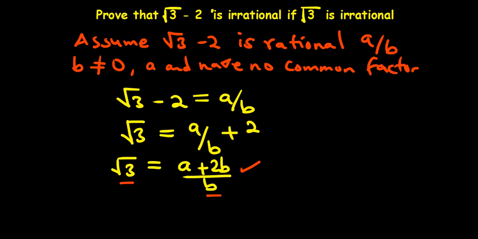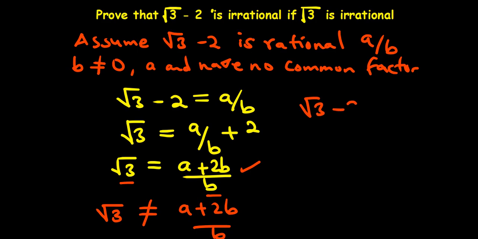So it means that root of 3 cannot be equal to a plus 2b over b. If that is true, it cannot be equal to that, of which it is true from what we've worked out. It means that this is irrational. And if it's irrational, it means that even root of 3 minus 2 is irrational. So that's how you make that a proof.